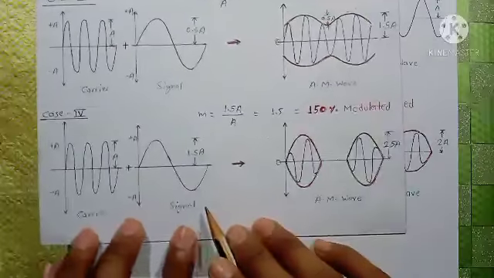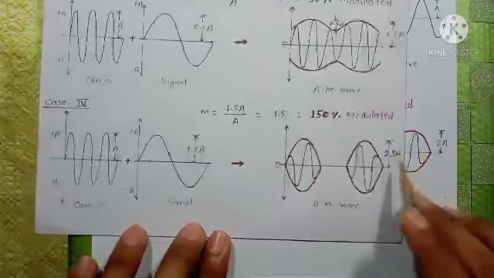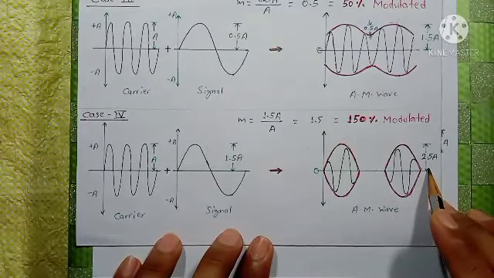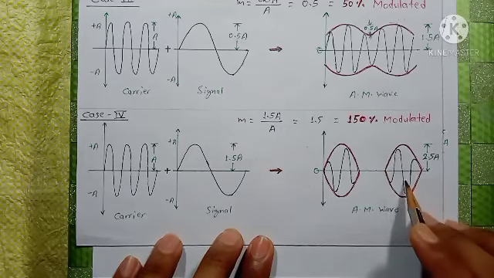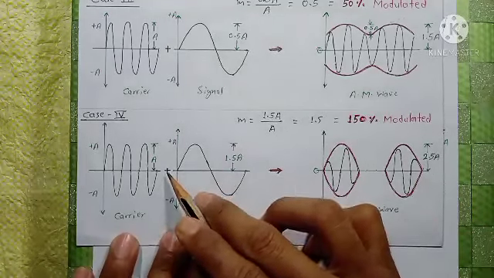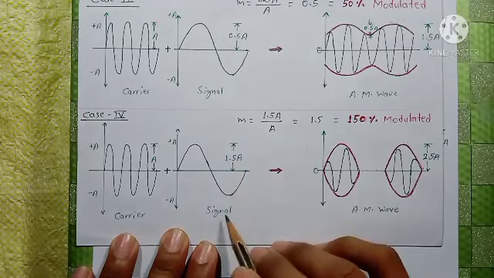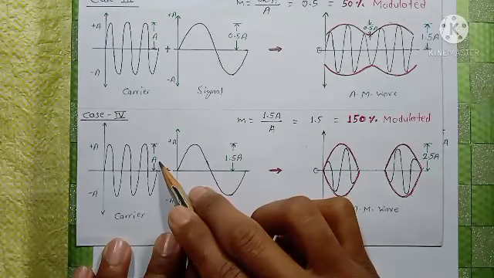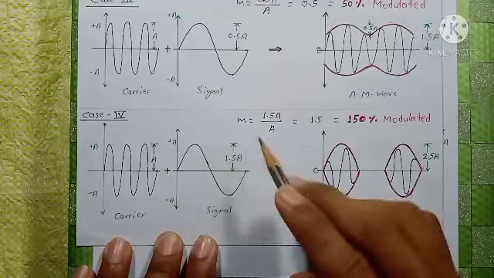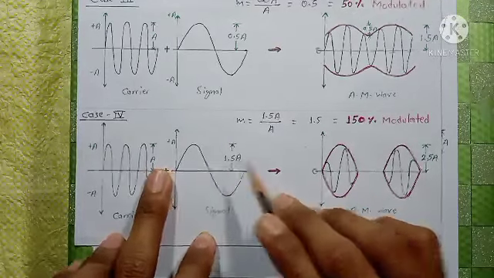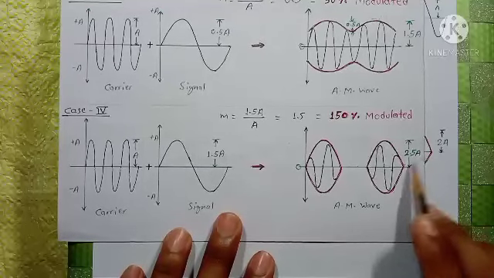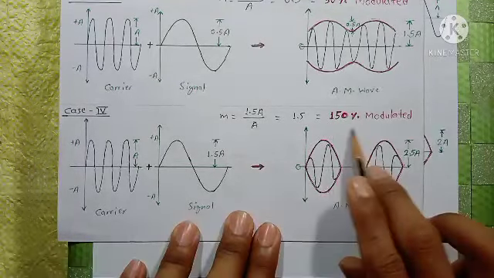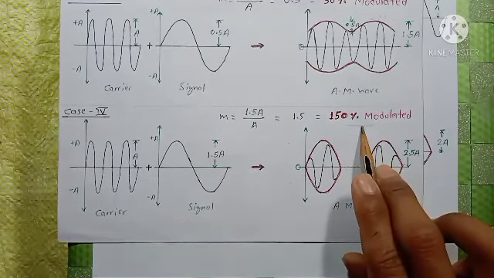So the maximum value of the modulated wave becomes 2.5A. It is the summation of 1.5A, which is the amplitude of the signal, and 1A, which is the amplitude of the carrier wave. So 1 plus 1.5 is equal to 2.5A. So we can say that in this case the carrier is 150% modulated.